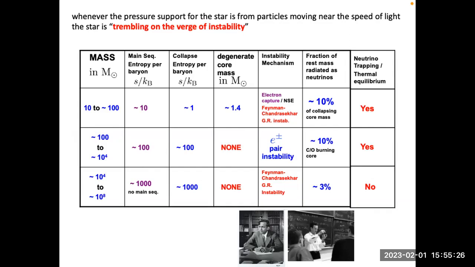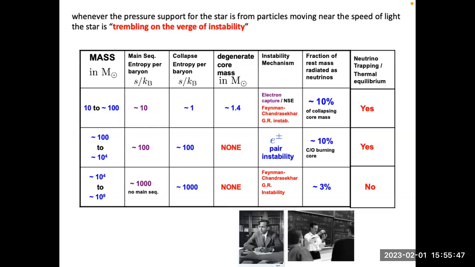When you squeeze it, you're just going to drive more photons to make electron-positron pairs. And those pairs right at threshold will not be moving at the speed of light. And so that gives you an adiabatic index which is less than 4/3. That's the pair instability, and they'll go down.